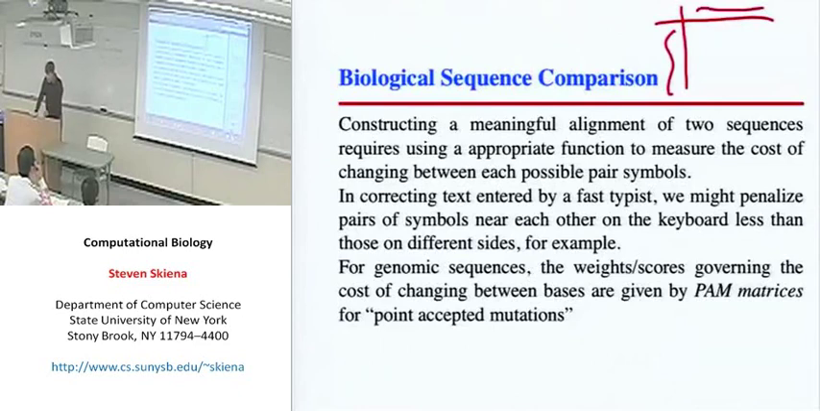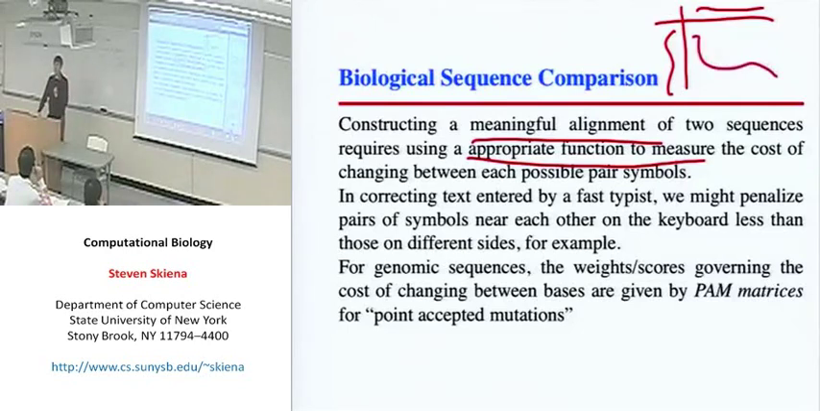Now, for the sequence alignment to be meaningful, you need to have an appropriate cost function. So when we talk about the edit distance of two strings, we talk about the minimum number of changes, minimum number of insertions or deletions or substitutions. And when we talk about edit distance, we usually assume that an insert costs one, a delete costs one, and a substitution costs one. Now, when you change the costs, you change what alignment the two strings are going to have. Does everybody get that idea? I think we've talked about this a couple of times.